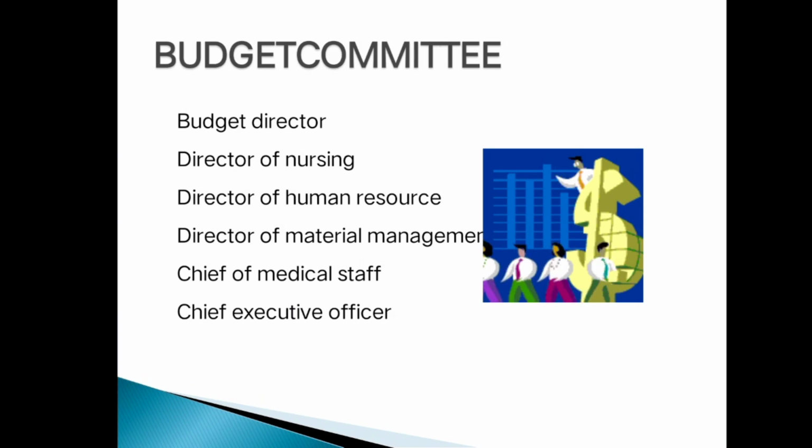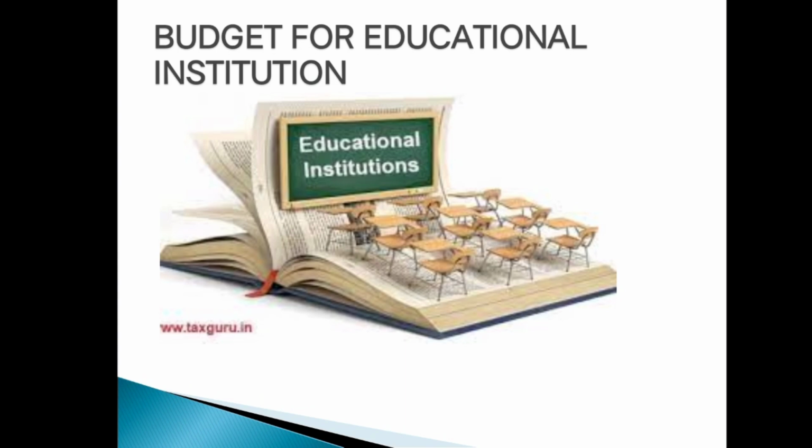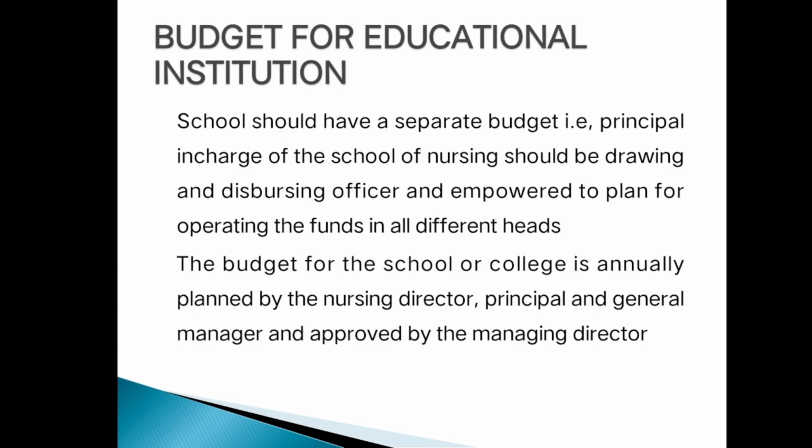Only then will they give us permission to procure the equipment. So it needs systematic planning and also systematic control of the planning. Next is budgeting for the educational institution. Schools should have a separate budget, that is, the principal in charge of the school of nursing should be the drawing and disbursing officer and empowered to plan for operating the funds under all different heads.